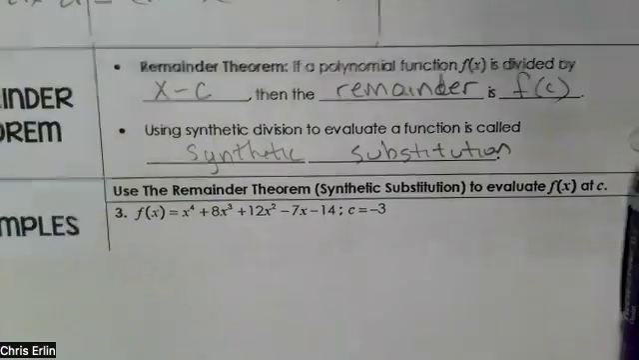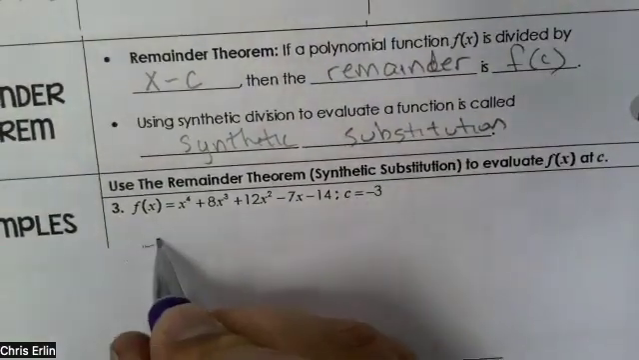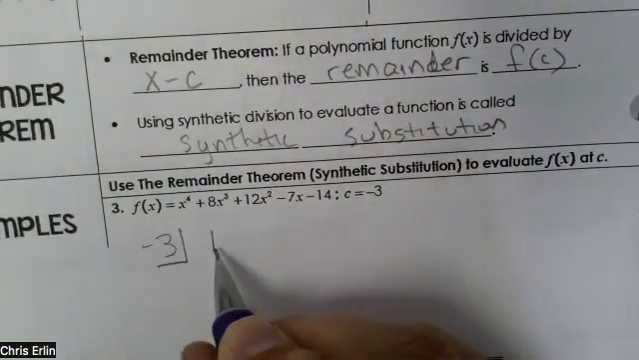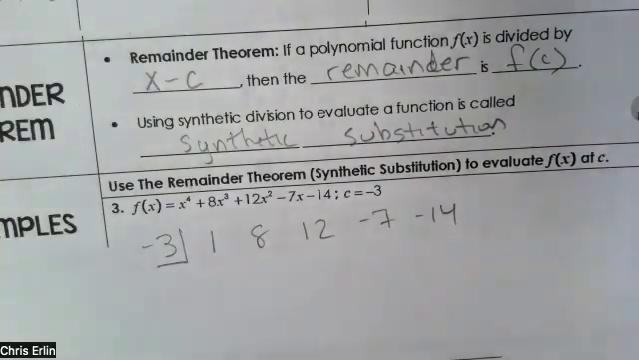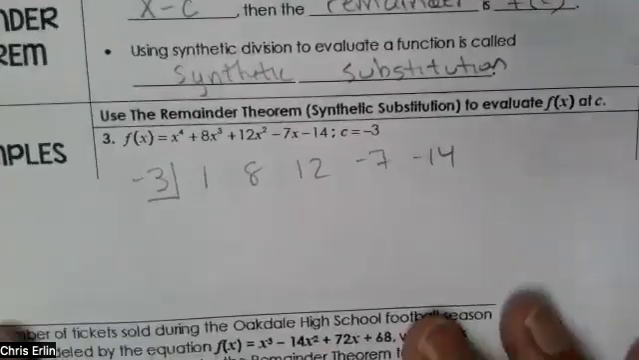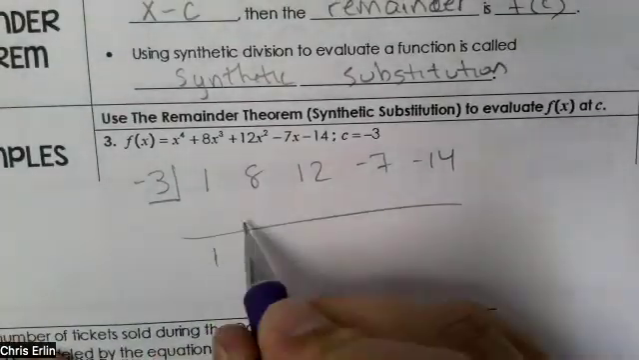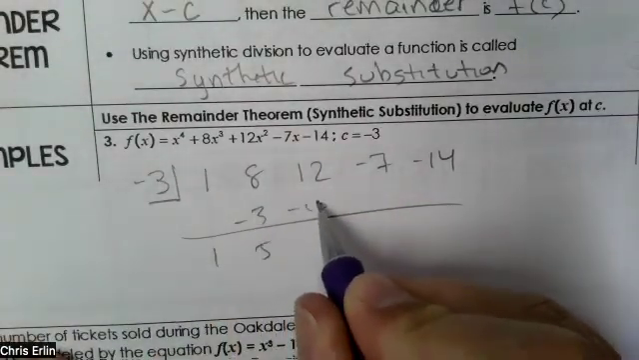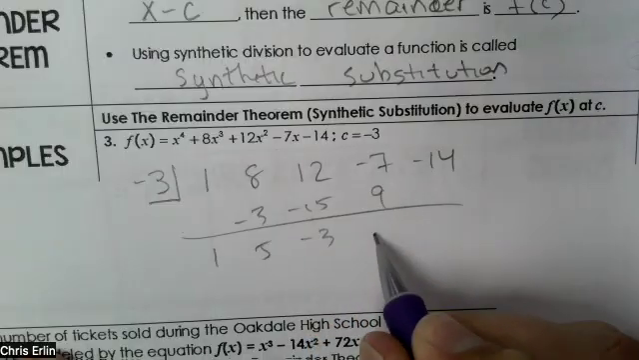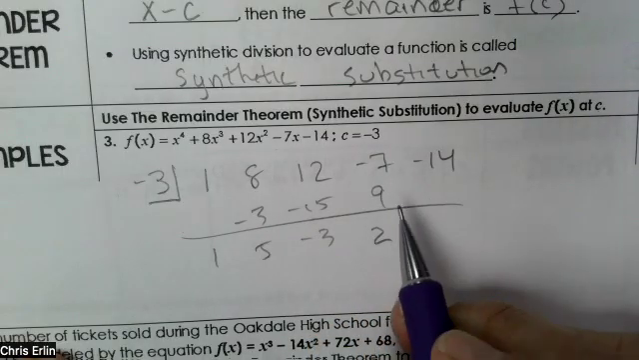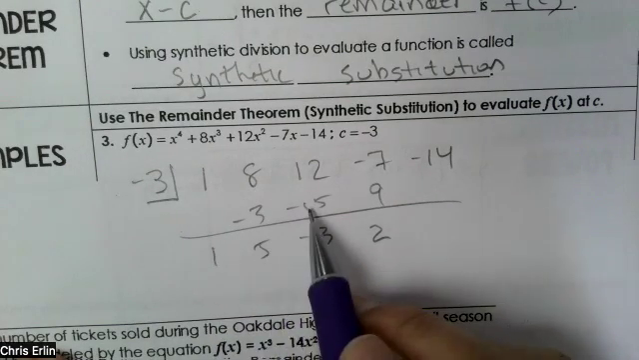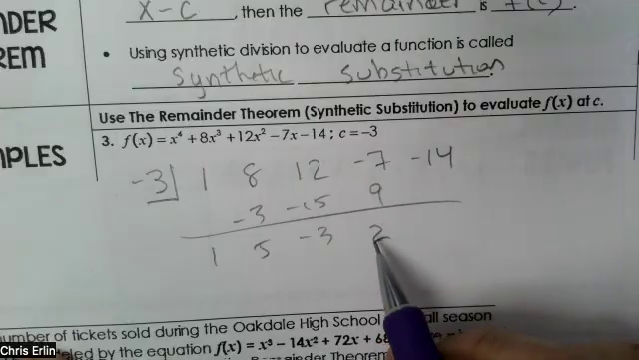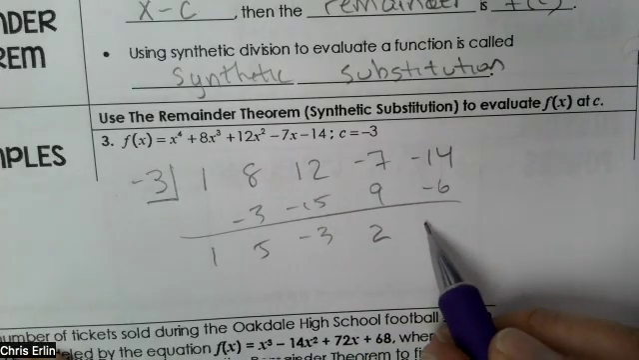And we can use synthetic division to see that. So let's just do that. -3 goes into 1, 8, 12, -7, -14. 1, -3, 5, -15, -3, 9, 2, no, too fast. 1, -3, 5, -15, -3, +9, 2, -6. Huh.